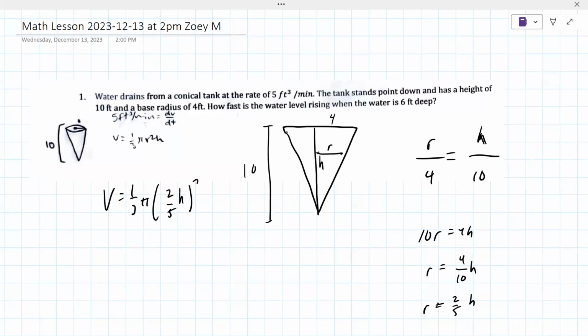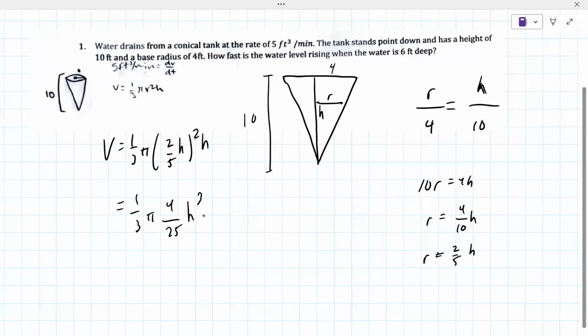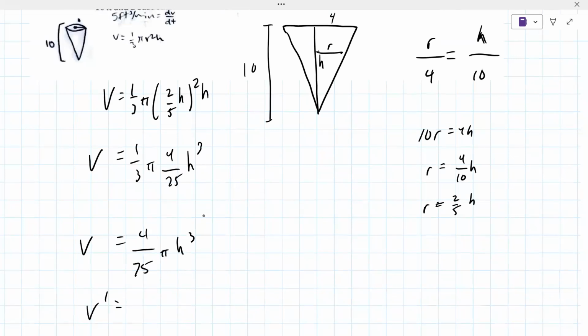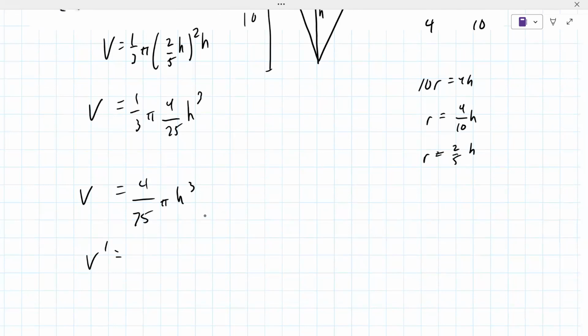Does that look familiar to you? Yes, it does. Okay. So now you're finally ready to take a derivative. It's in one variable. Let me just rewrite it here. It's 4 over 75 pi h cubed. The v prime is 3 times 4, so you got 12 over 75 pi h squared h prime. Is that okay? Clear?